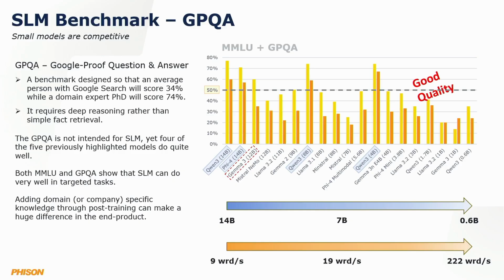The small language models are not designed to handle these problems. They're not really intended to, and yet a few of them really stand out as being very good candidates. And so again, that highlights that small language models do have a place in edge systems.